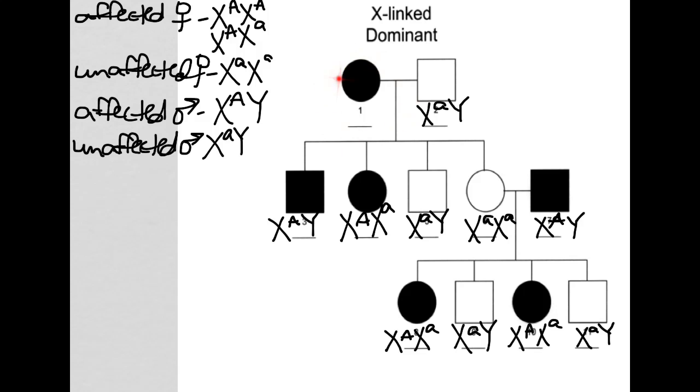Now let's look at the mother. This mother has both affected and unaffected sons. The only way that she could have an unaffected son is if she has an X little a. But the only way she could be affected and have an affected son is if she also has an X big A. So we know that she as well must be a heterozygote for this trait. Now we've determined all the genotypes for the individuals in this pedigree demonstrating X-linked dominant pattern of inheritance.